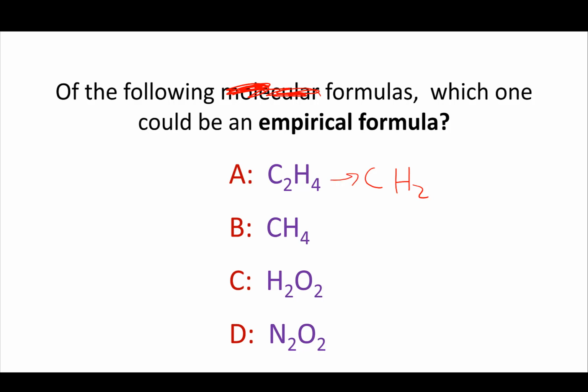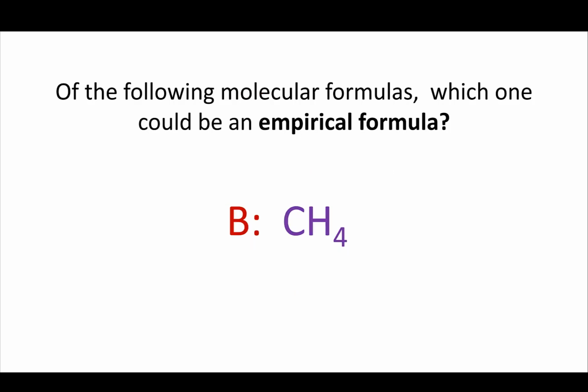This one is actually empirical because 1 and 4, there's no common divisors. So that's the answer. The other ones all have common divisors. 2 and 2, you could divide those both by 2. 2 and 2, you could divide those both by 2. So CH4 could be an empirical formula because there are no multiples in the subscripts. It's simplified.